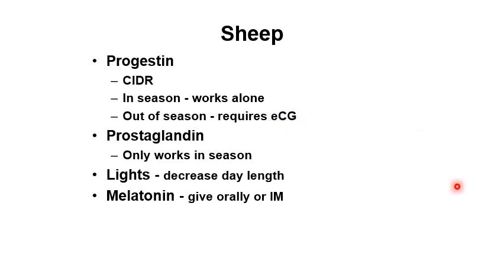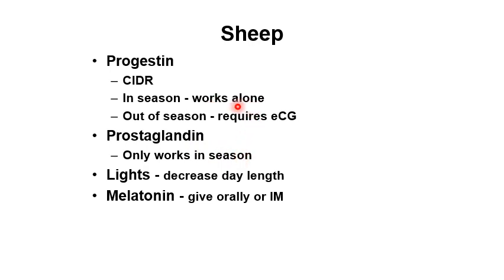We can also use prostaglandin. The PGF2 alpha, we can use this for sheep that are in season in order to regress the CL, and when the CL regresses, the animal will come back into heat again.